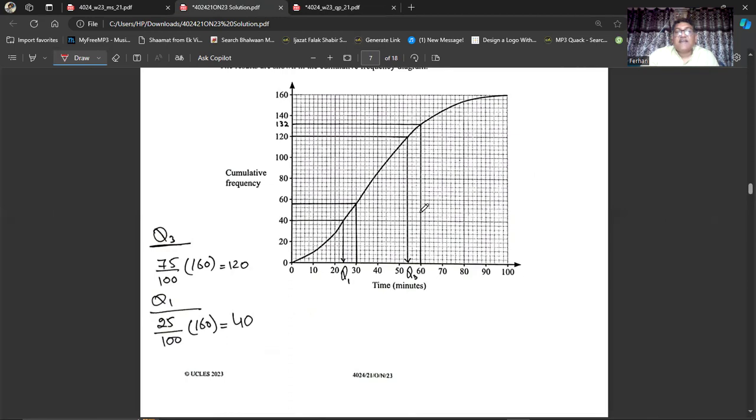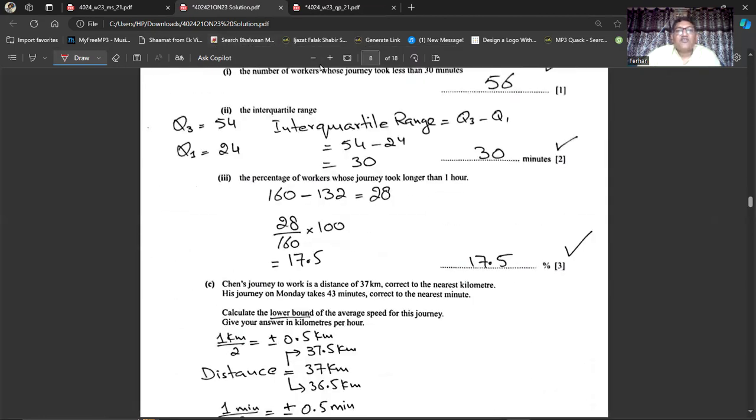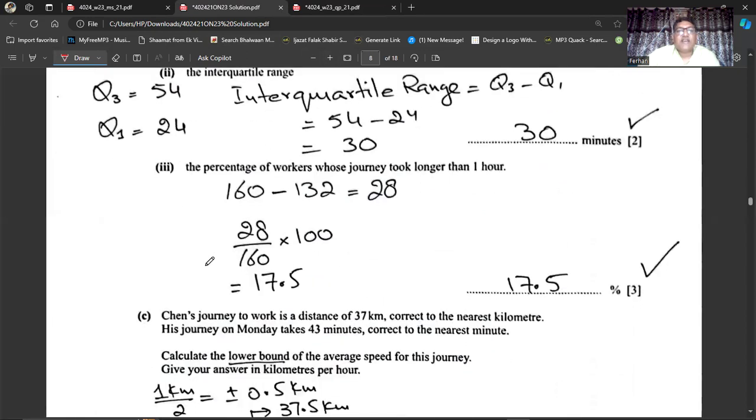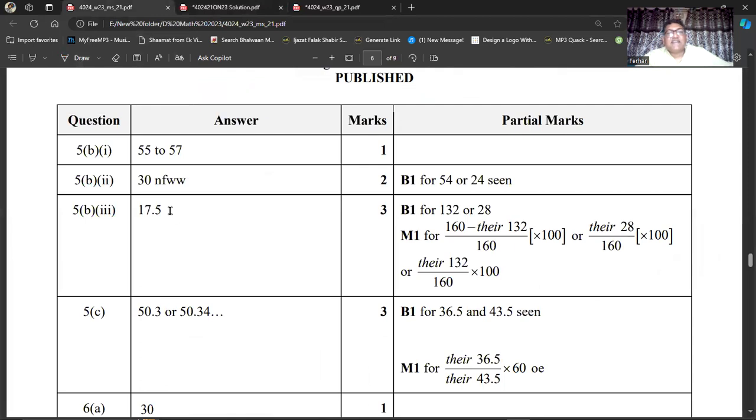So from 60 minutes, I will go to the cumulative curve, and then I will check what the value of y is there. What is the cumulative frequency there? That is 132, because he said more than. So I will check how much is the value above. How many people take more than this. So from 160, you will subtract 132. So you will get 28. So when you want to find out the percentage, it will be 28 by the total people, which is 160. So 28 by 160 multiplied by 100. So 17.5% of people are taking longer than 1 hour every day. So 17.5%, and that is the right answer.